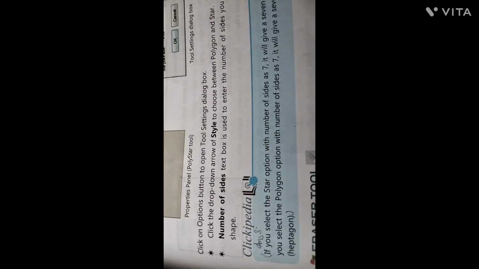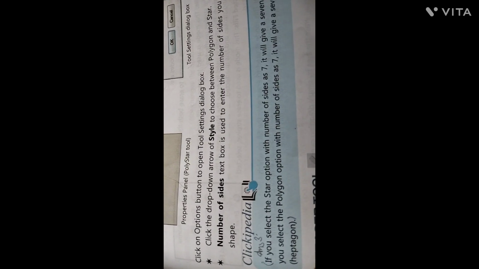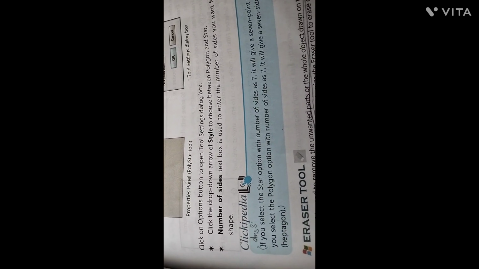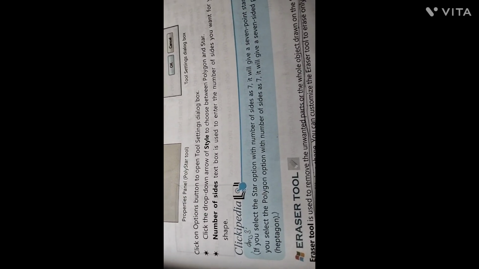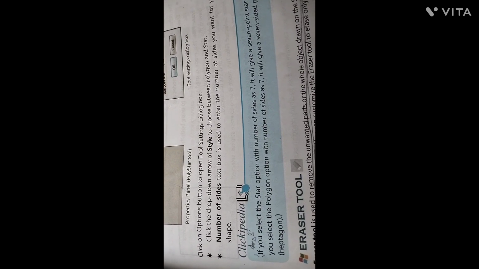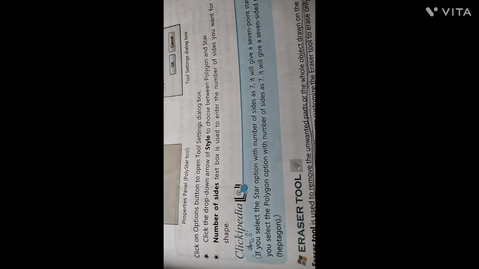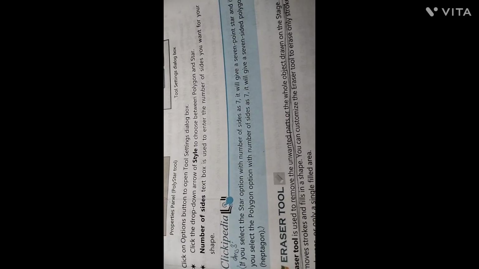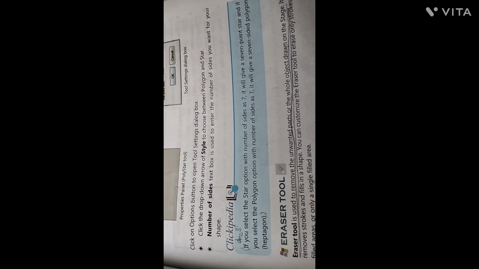Rectangle tool drop-down menu. Properties panel, PolyStar tool. To open the dialog box, click the Options button to open the Tool Settings dialog box. Click the drop-down arrow of Style to choose between polygon and star. The Number of Sides text box is used to enter the number of sides you want for your shape.